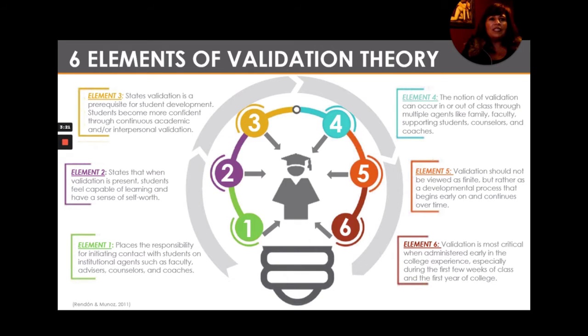The fourth element is that validation can occur in and out of the classroom through multiple agents like family, faculty, peers, counselors, and coaches. Validating agents actively affirm and support students on a consistent basis.